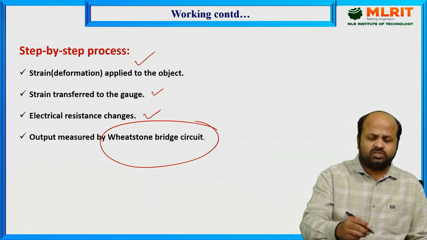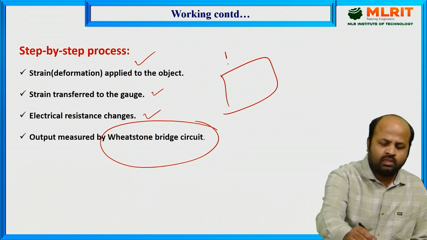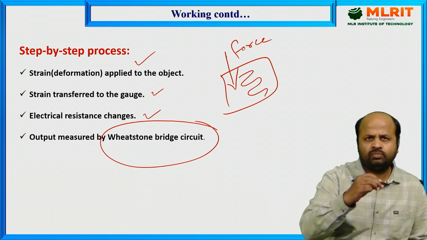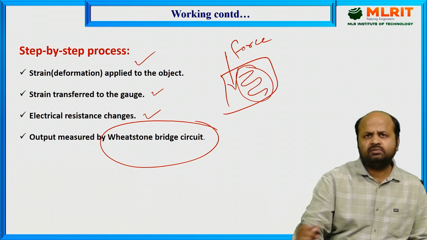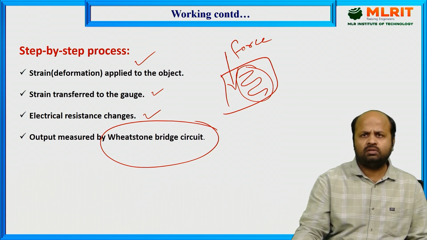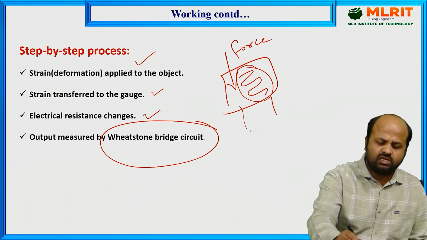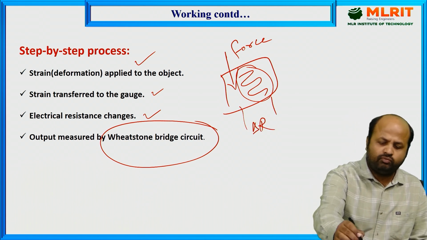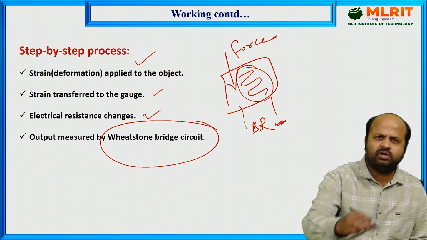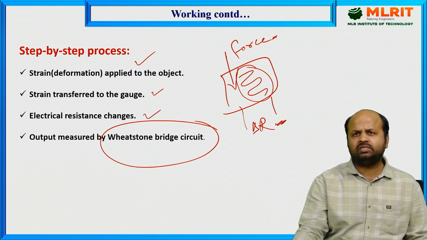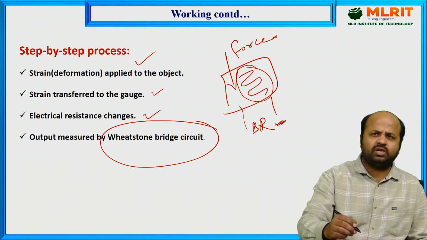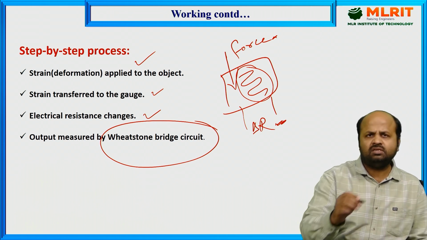For a strain gauge, first you apply a force on the strain gauge. Whenever the force is applied, the wire of the strain gauge is deformed, and due to which we experience the change in resistance. So force here is directly converted into change in resistance. The work of the strain gauge is to convert the strain or the force into change in resistance.